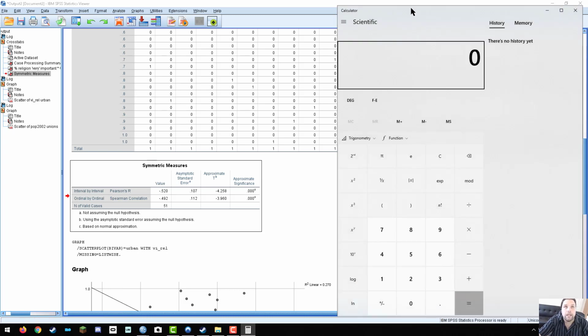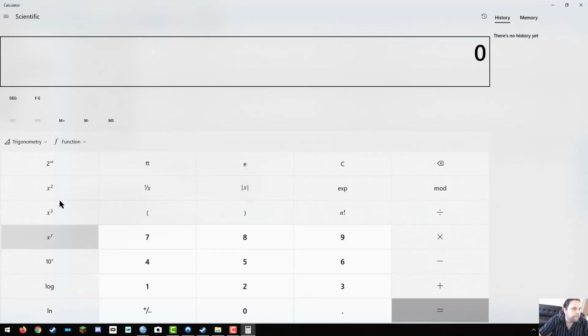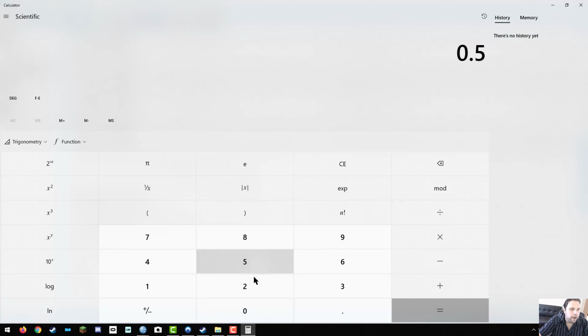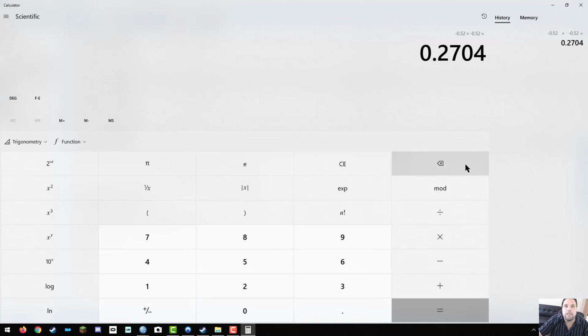So we take negative 0.52. Where's the negative button? Anyway, I don't see the negative button. But you know that a negative times a negative equals a positive. 0.52 negative, so it would become positive either way. And we'd get an r-squared value of 0.2704.